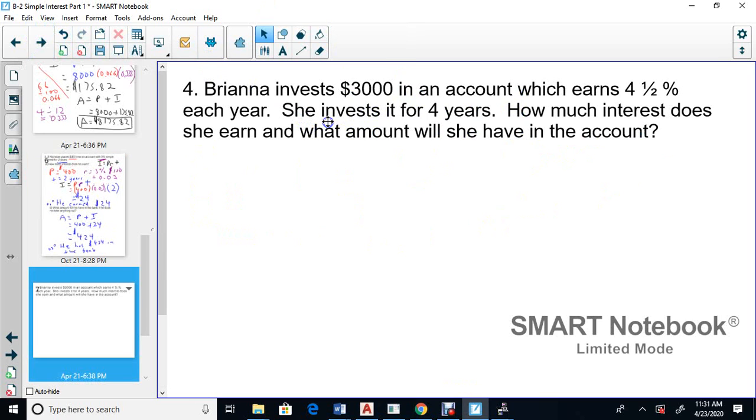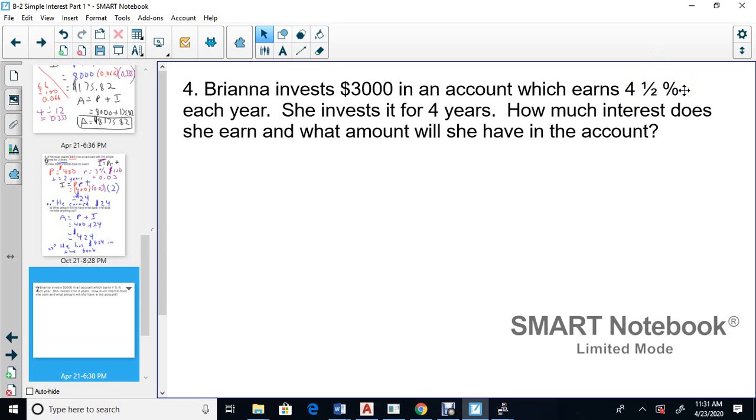Okay, Brianna invests $3,000 in an account that earns 4.5% each year. She invested for 4 years. How much interest does she earn, and what is the amount? It's the same question, just with different numbers, but I threw in a half at the end there.